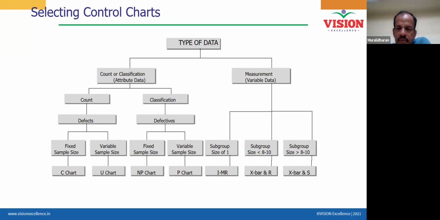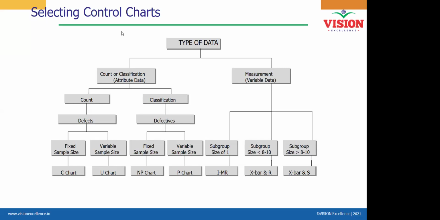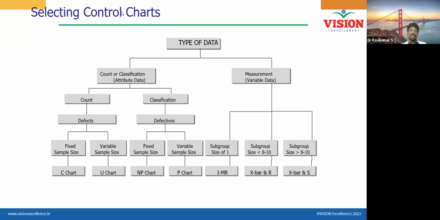So guys, please remember, based on the type of data only, we are going to choose the control charts. Already you are aware of this, right? Types of data: attribute data and variable data. What is variable data? Continuous data. Attribute data is countable data. So we are going to work on the variable data only.